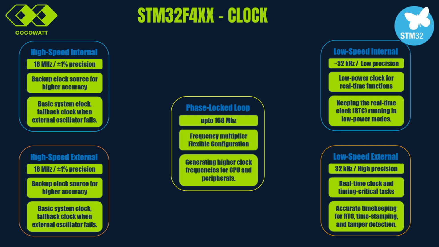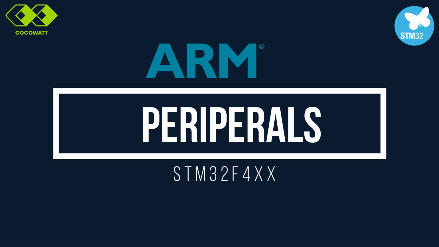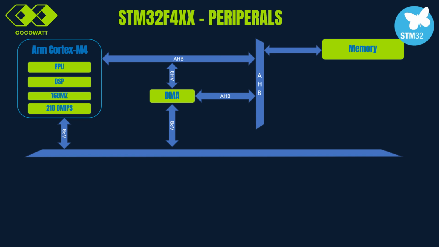Let's move on to peripherals. Peripherals are like the senses and muscles of the STM32. They allow the microcontroller to communicate, measure, and control things in the real world. Let's take a look at some of the key peripherals.